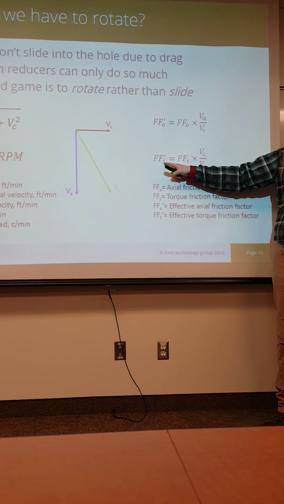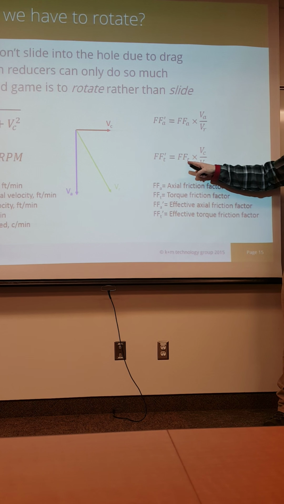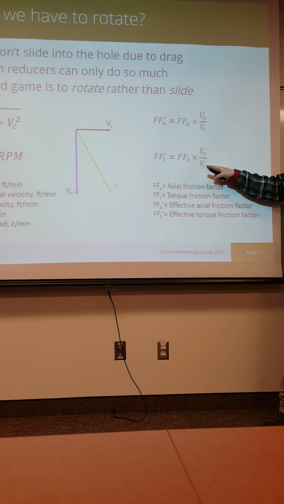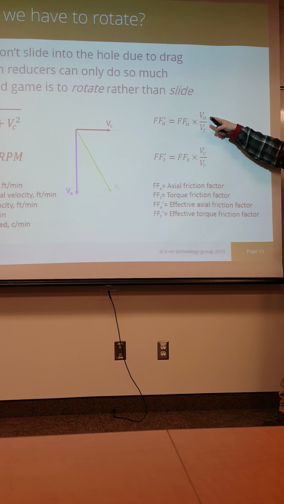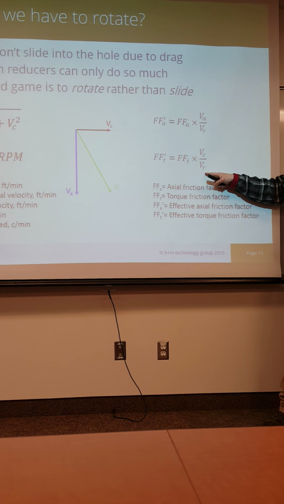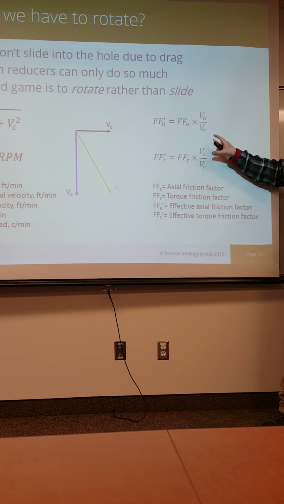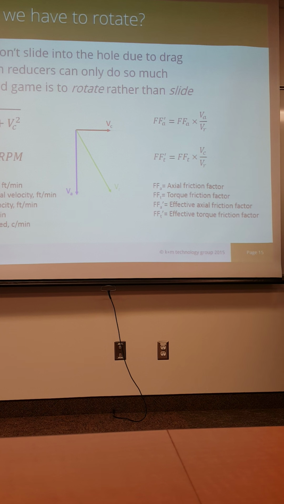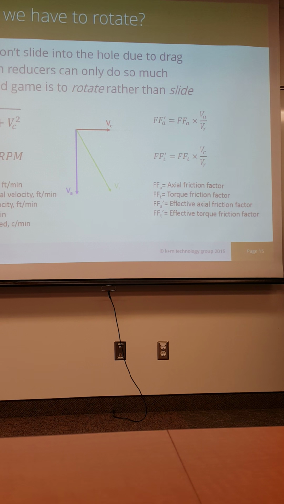Friction factor for torque, effective, is just my normal friction factor times my circumferential velocity divided by my resultant vector. So here I'm dividing my axial by the resultant, here I'm dividing the circumferential by the resultant. And the two kind of balance out to a net sum of friction. If you've got all torque, you're not going to have drag. If you've got all drag, you're not going to have torque. That's basically how it works out.